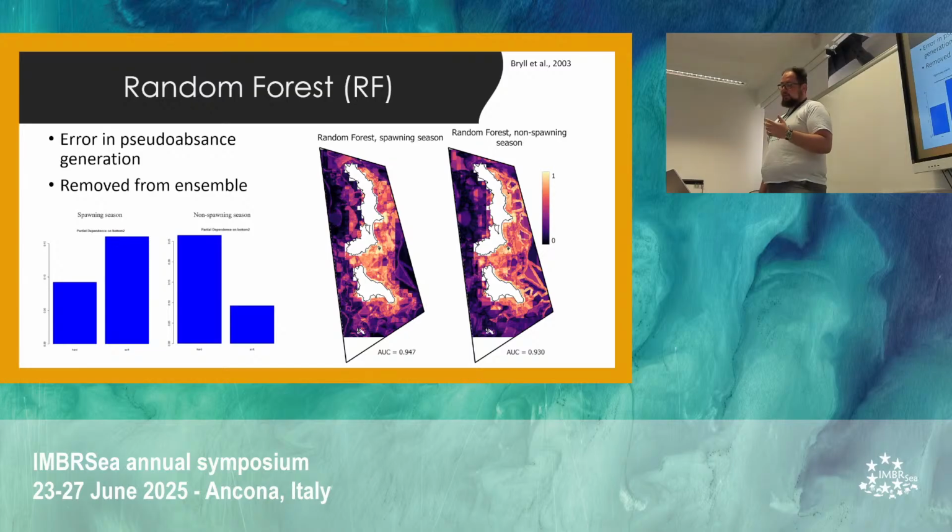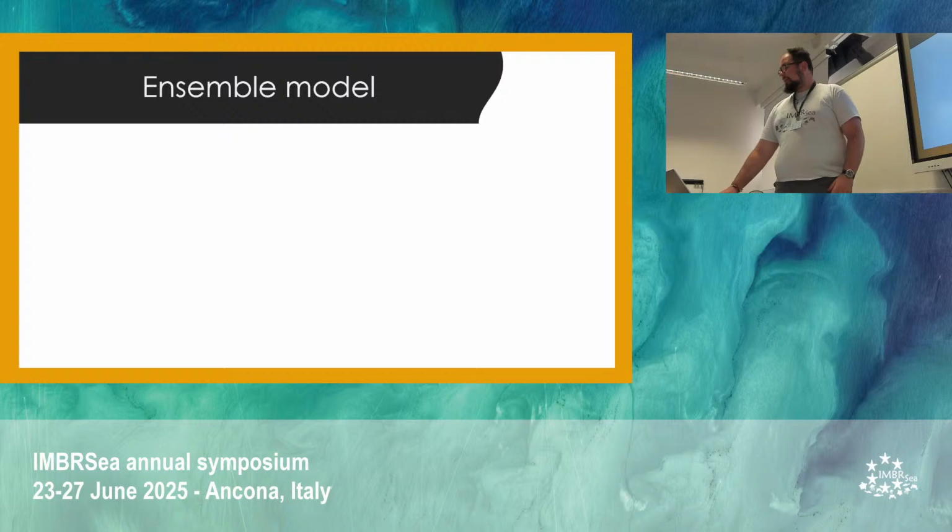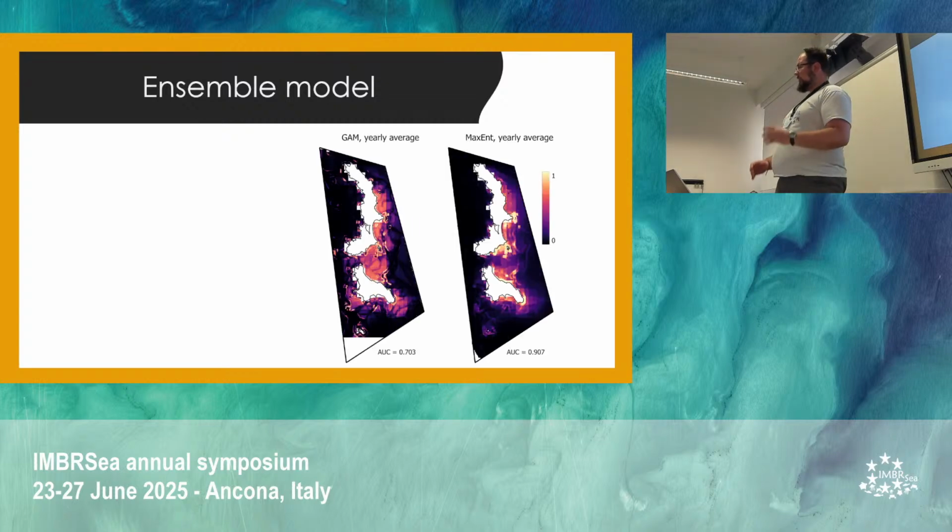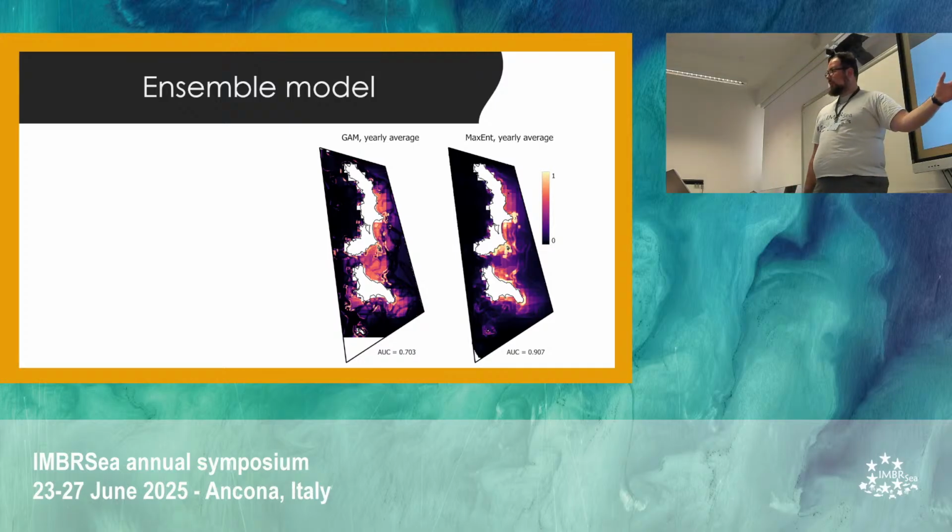The source of this error was likely an error in the generation of pseudo absence points for this model, which is a prerequisite for constructing this kind of model. And due to time constraints, this model eventually had to be dropped from the construction of the ensemble model. So, in the end, I had two completed predictions from two different models for the distribution of cuttlefish.